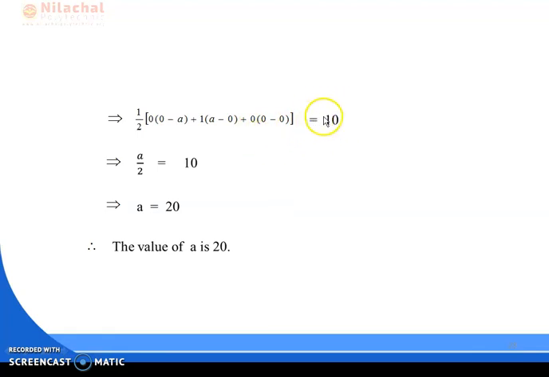So, we just find the value. What do we get now? This value is a, a by 2 equals 10, that means a equals 20. 2 multiplied by 10, what do we get? 20. That means the value of a is 20.